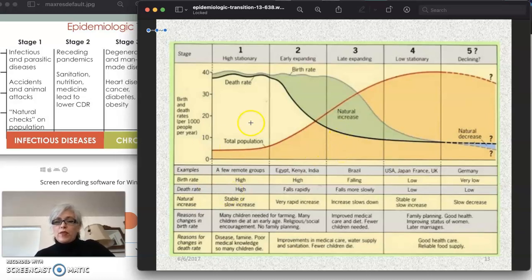So remember that this version of the demographic transition gives some information down here at the bottom that gives you a description of, say, the natural increase rate, which is represented by the red line, or the birth rate. Is it high? Is it low? Is it falling? How quickly? That kind of thing.